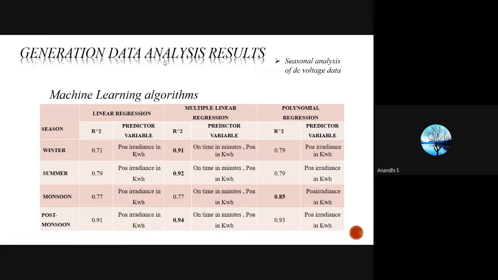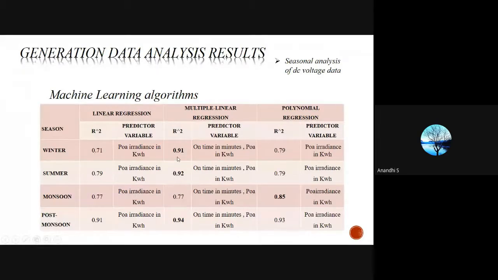These are the ML models I have developed. Using R square, as we have seen in the earlier slides, I came to a conclusion. For the winter season, this is the R square value when I kept the predictor as plane of array radiation. For polynomial regression also, I kept plane of array radiation as the predictor and gross generation as the target. We can see these values. I have compared it season-wise.